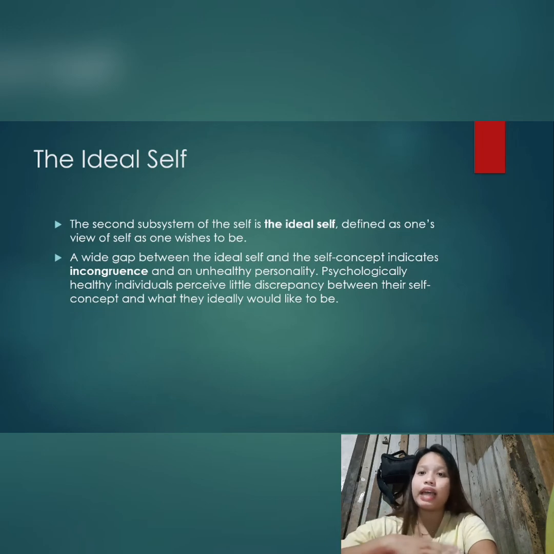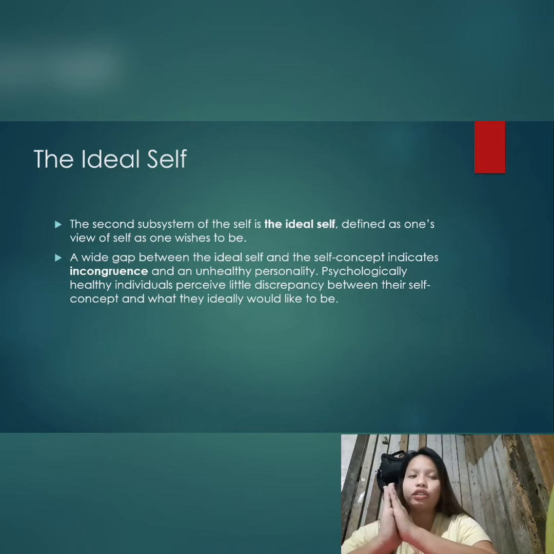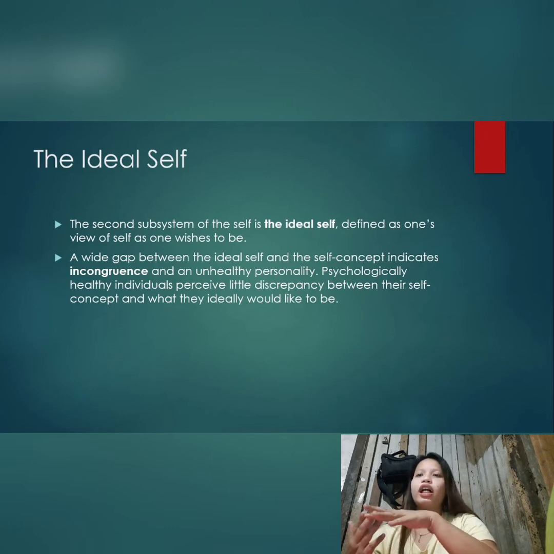So the next one is the ideal self. The second subsystem of the self is the ideal self, defined as one's view of self as one wishes to be. A wide gap between the ideal self and the self-concept indicates incongruence and an unhealthy personality. Psychologically healthy individuals perceive little discrepancy between their self-concept and what they ideally would like to be.